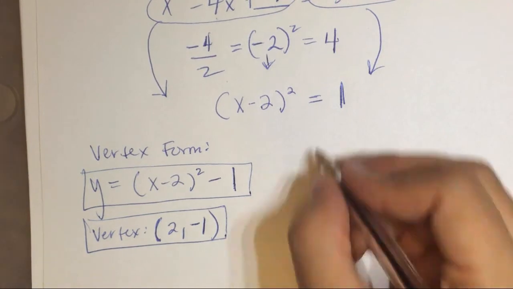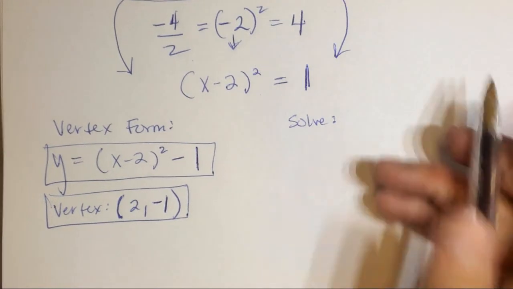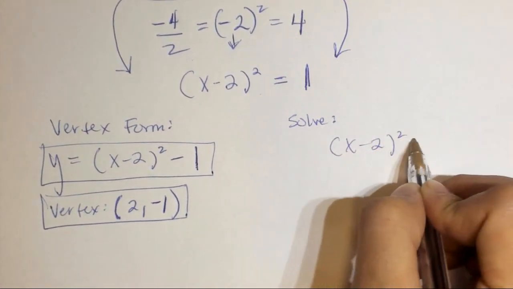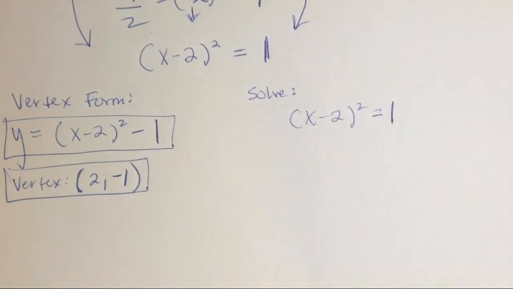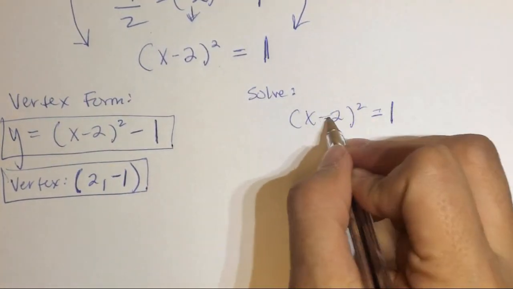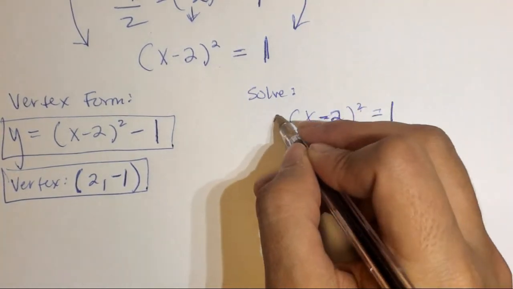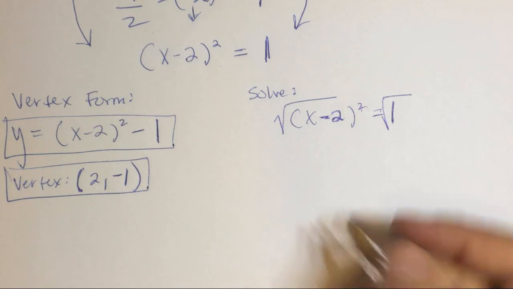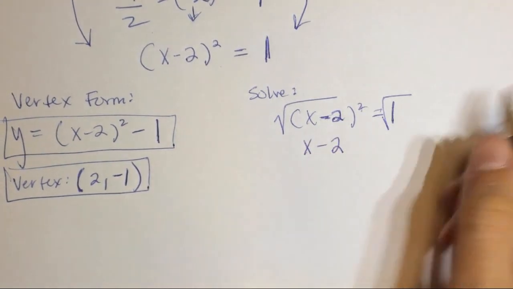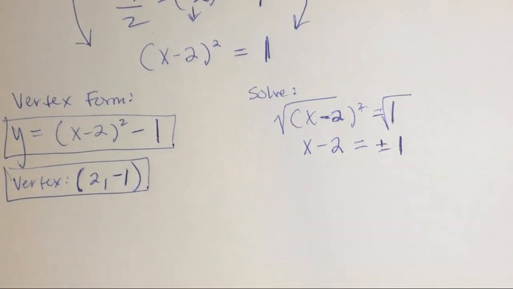But now the second part is to solve. So I'm going to go straight from here and solve. Remember, I want to get x by itself. So don't expand it. Don't FOIL. Just get x by itself. It's attached to this 2. So I need to get rid of this squared first. How you do that is you take the square root. But what you do to one side, you have to do to the other. So you're going to get x minus 2 equals the square root of 1, which is plus or minus 1.